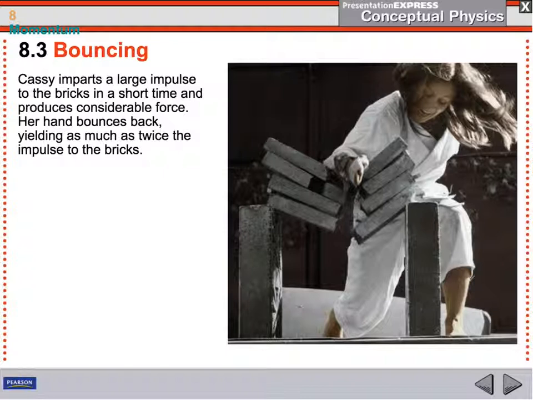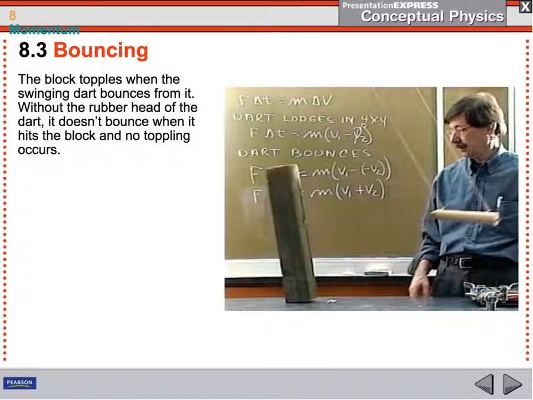Cassie imparts a large impulse to the bricks in a short time and produces considerable force. Her hand bounces back, yielding as much as twice the impulse to the bricks. The block topples when the swinging dart bounces from it. Without the rubber head of the dart, it doesn't bounce when it hits the block and no toppling occurs. This is kind of a weird example to give.